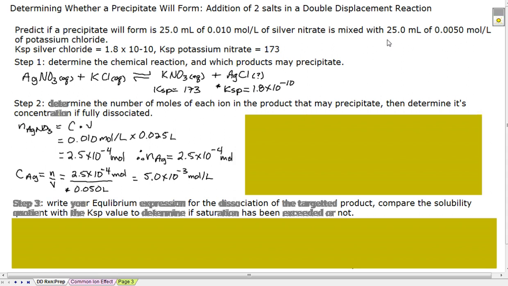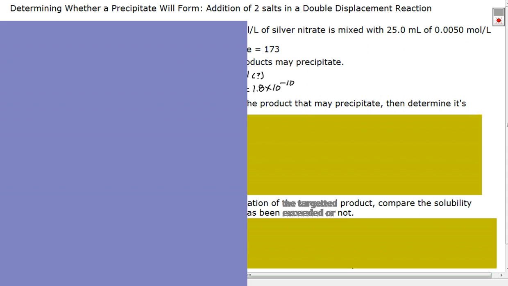A new solution that has a total volume of 50 milliliters, or in this case 0.05 liters. This is a part where people will make mistakes. You have to be careful about that. When you finally go to find the concentration of your ions, and this is an ion here, so I should probably include the charge, you want to make sure that you added those two volumes up.